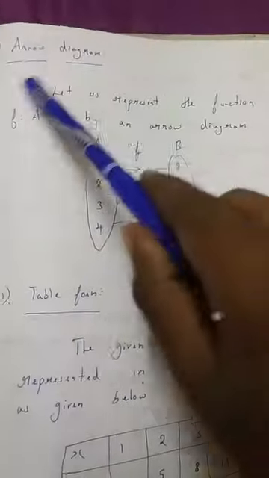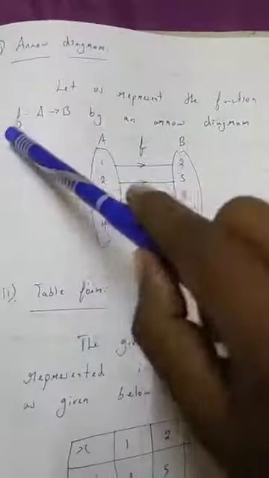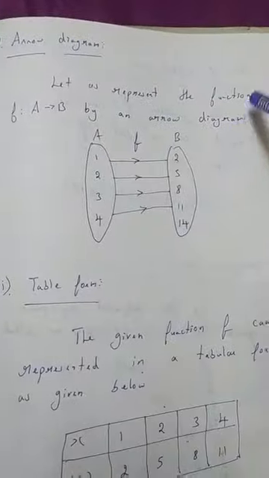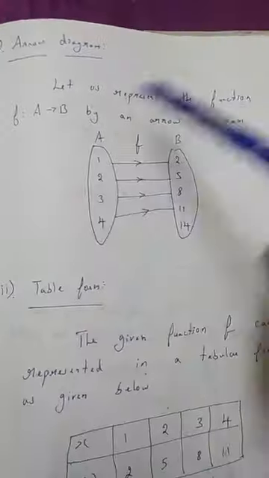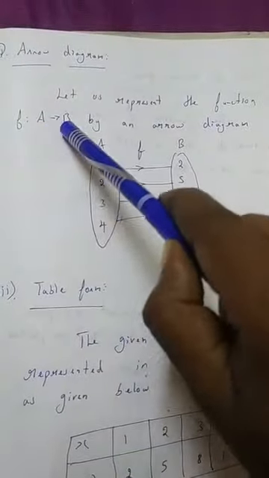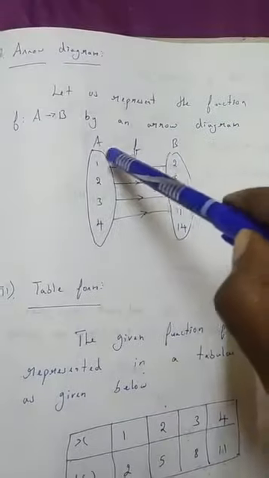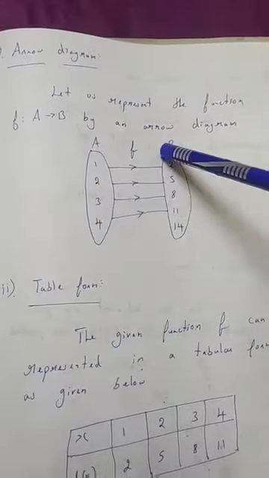And the most important thing is the definition statement. We have to write the statement. This is very important. Let us represent the function f: A → B by an arrow diagram. After that only you have to draw this diagram. So the first subdivision is over.